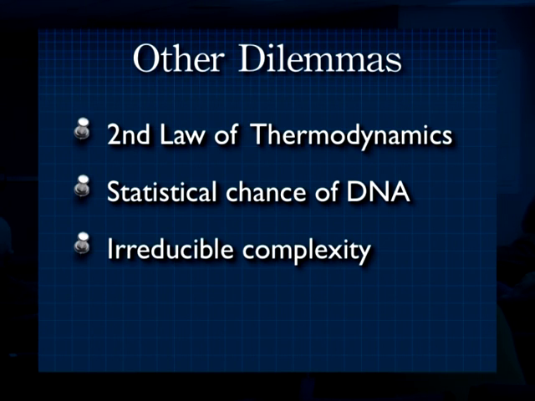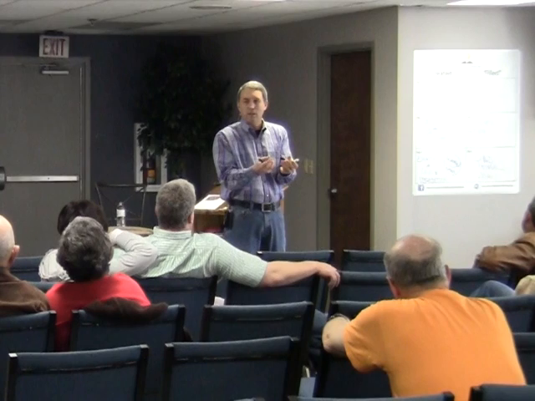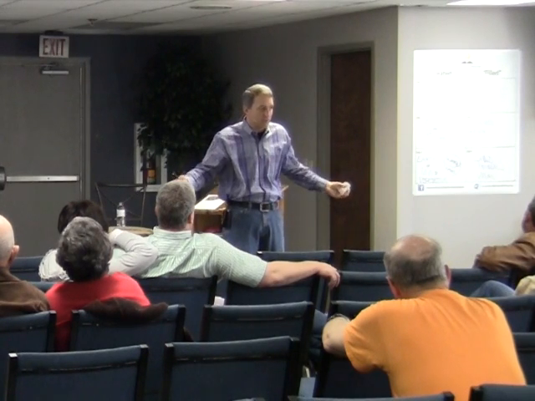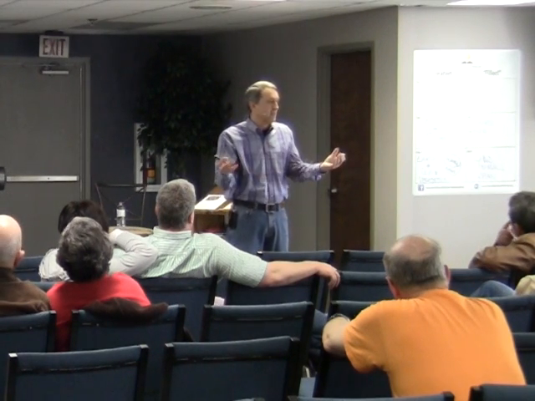That irreducible complexity issue we kind of skipped over. And symbiotic relationships, that's a really interesting one. In nature, you find symbiotic relationships where certain creatures can't exist unless another creature also exists at the same time because they need each other to survive. You can't get there through an evolutionary model because the chances of two things evolving identically in the same place at the same time and then dependent upon one another are astronomical.